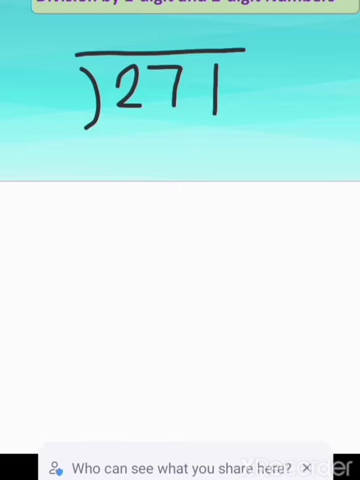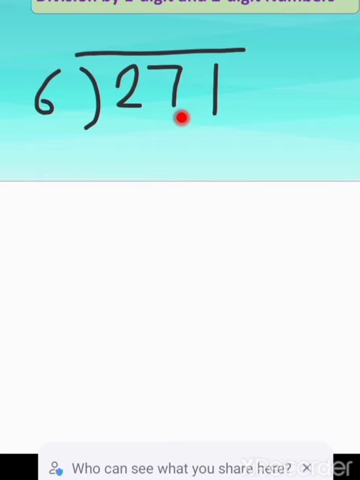Suppose this 271 I have to divide by 6. What does the rule say? The rule says at a time you can take only one digit, but if the first number is less than 6, that is your divisor, you can go for 2 digits, but that is only in the starting, not after that. So as 2 is less than 6, I will take the whole 27 together.